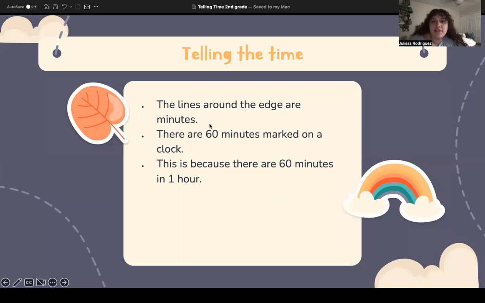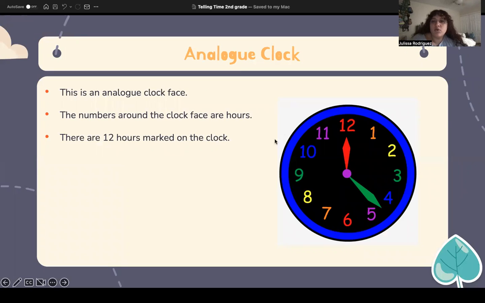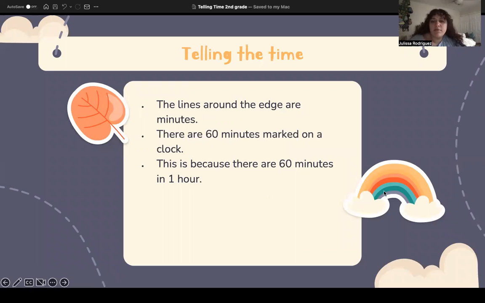Okay, with the lines there, the lines around the edge are the minutes, and then in total, if we go back, in total on the clock, each hour is 60 minutes. There are 60 minutes in 1 hour. Can everybody say 60 minutes in 1 hour?